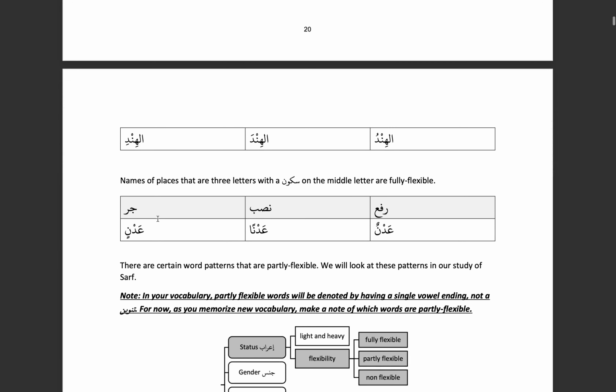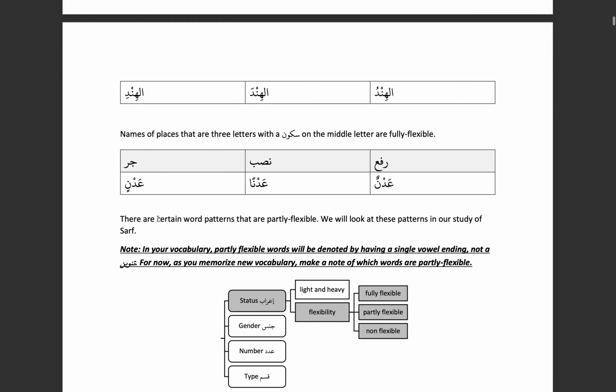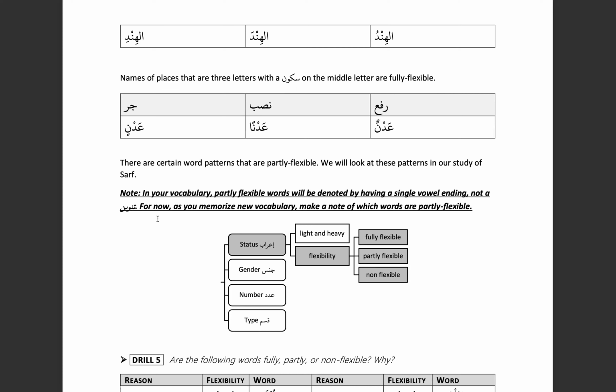And of course, also if it is three letters and the middle letter has a sukun, it also becomes fully flexible. Sorry. So when you say adnun, you can say adinan, then adnin. So I think that's it also. Let me check my note just to cross-check. Yeah, names of places, Iraq, yeah.